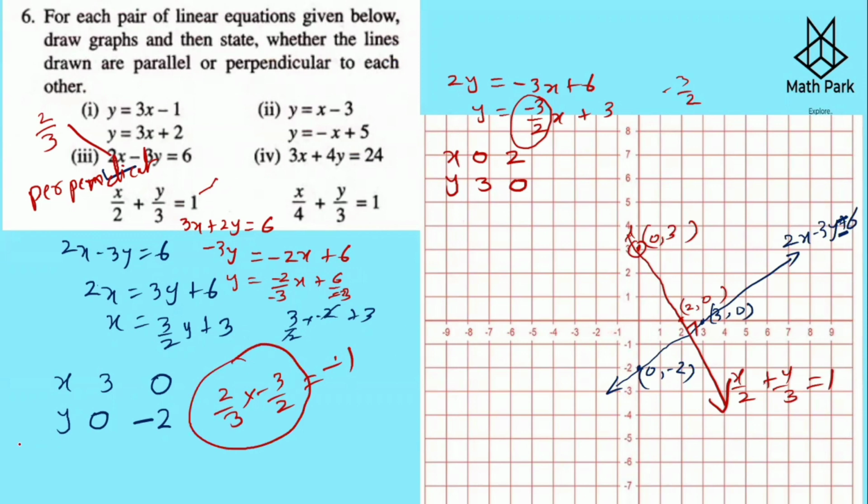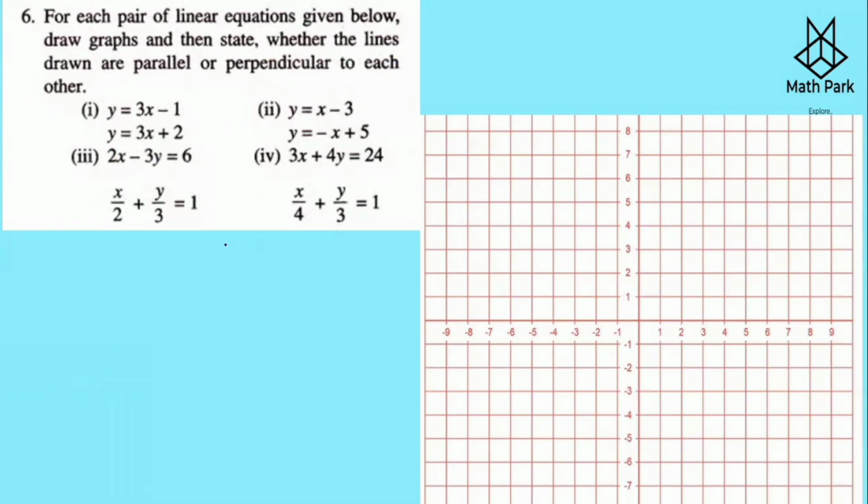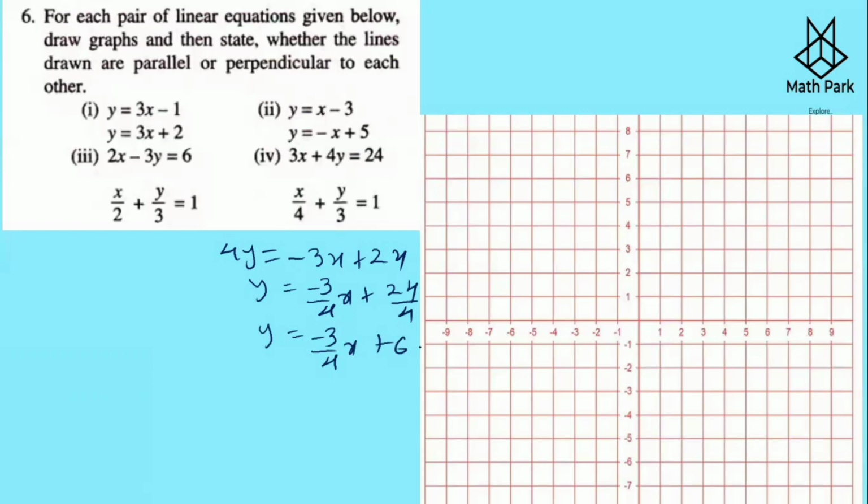So we have done three questions over here. Let's start with 4y is equal to minus 3x plus 24. So y is equal to minus 3 by 4x plus 24 by 4. So we get y is equal to minus 3 by 4x plus 6. The slope here is the coefficient of x. So m is equal to minus 3 by 4.